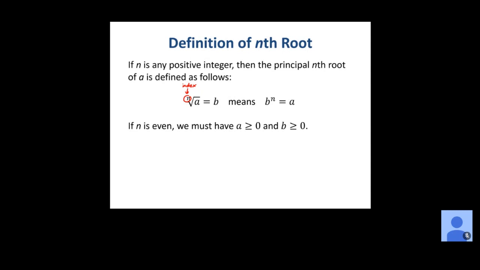So we have to have a positive value or 0 on the inside, and then the value that we get out of that root is also going to be a positive or 0 value. If that n value happens to be odd, we can actually take odd roots of negative values. Like a cube root or a fifth root, if we have negative values inside, that's perfectly fine. And we can actually get negative values as our result in those cases also.